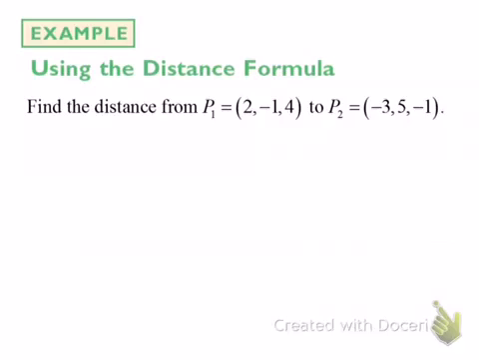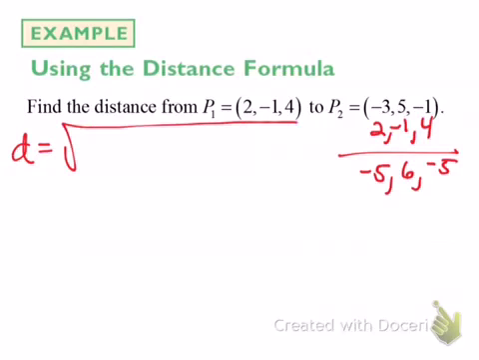In this case, we're finding the distance from P1 to P2. So what I need to do is find the differences between P1, which is 2, -1, 4, and P2. So if I subtract these, -3 minus 2, 5 minus -1, and -1 minus 4. I have that, so my distance formula will look like this.